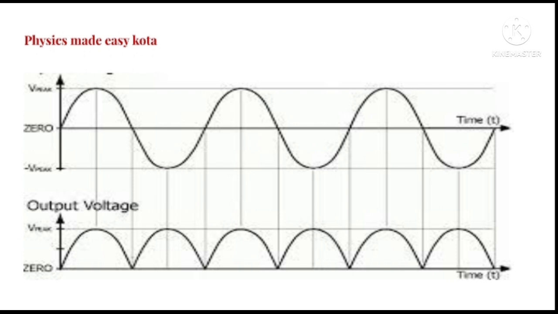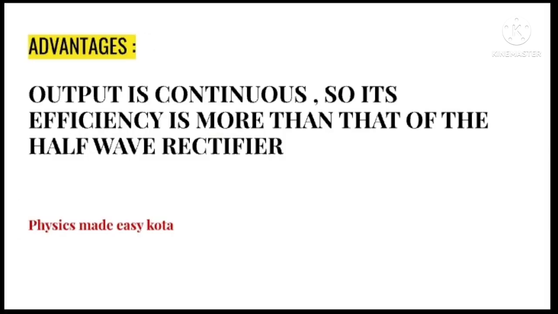We get the output for each diode: first for the diode D1, then for the diode D2, again for D1, then again for D2. In this way we get full wave rectification, full conversion of AC into DC, and in this case the current flows only when the diodes are forward biased. Firstly the diode D1 acts as forward biased, then the diode D2 in an individual case. So the output is continuous and the efficiency is very high compared to the half wave rectifier.